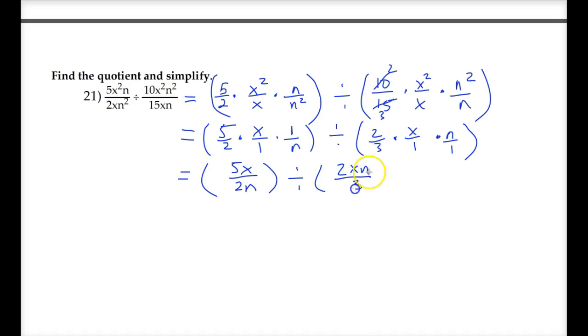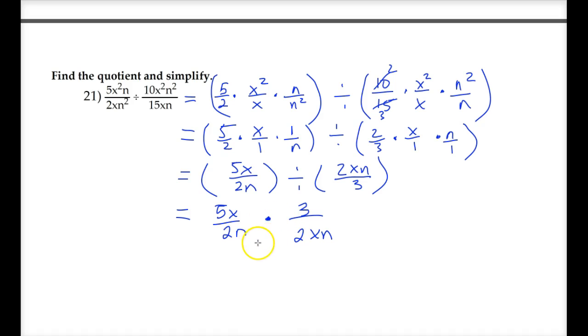2xn divided by 3. And now, since we have a complex fraction here, or a fraction divided by a fraction, we can now apply the rule of keep, change, flip. So we keep the first fraction the same, we change the operation from division to multiplication, and we flip or take the reciprocal of the bottom fraction, okay?